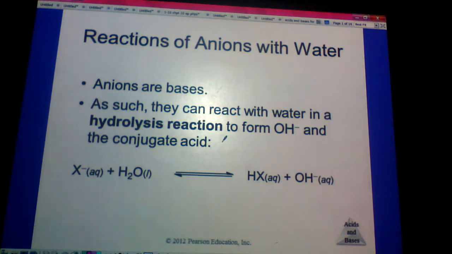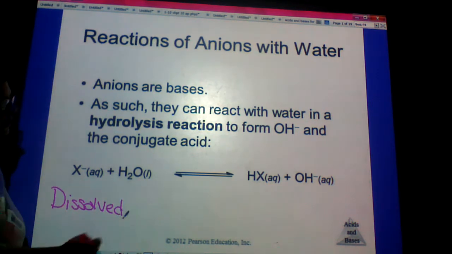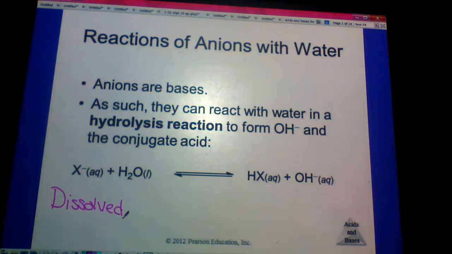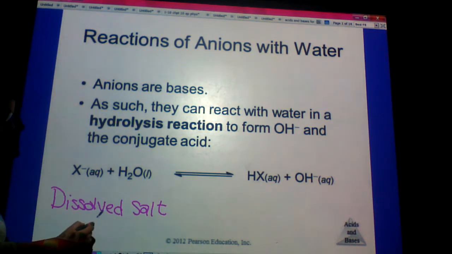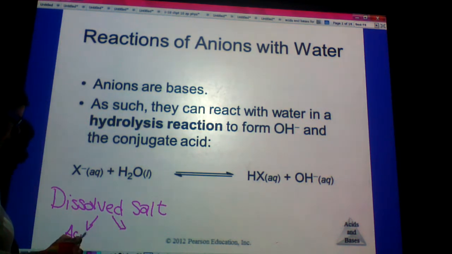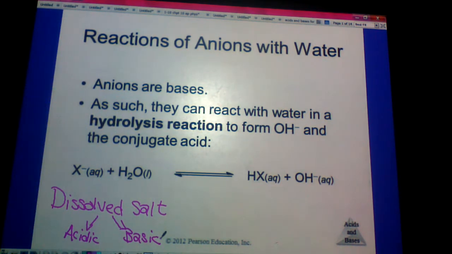So dissolved salts. First, before we even talk about anions, let's just say that a dissolved salt, which means like NaCl, I could have rubidium sulfide, anything like that. If I have any type of dissolved salt, then when the salt dissolves in water, it could turn the pH acidic, or it could turn the pH to where it would be more basic. So there's some general rules that we have to help us determine if the salt is going to make more of an acidic solution or more of a basic solution.